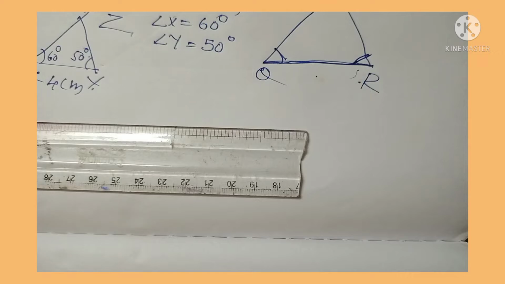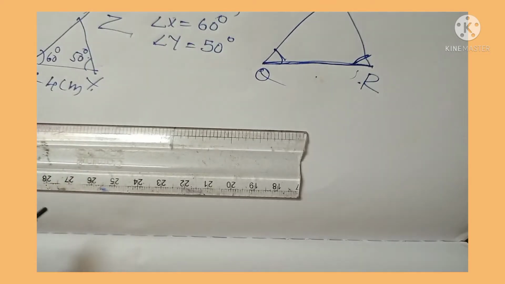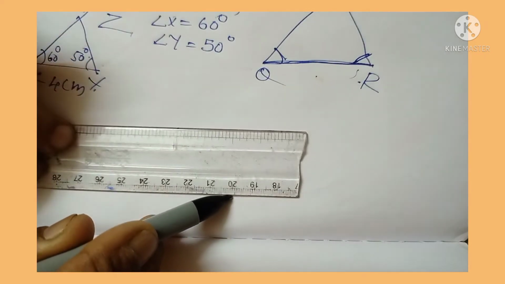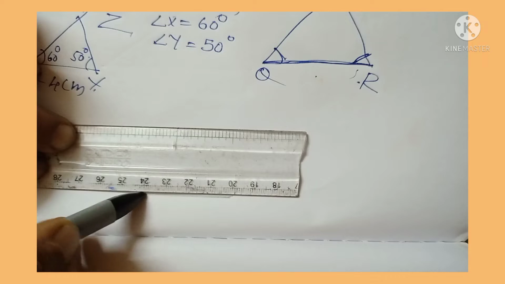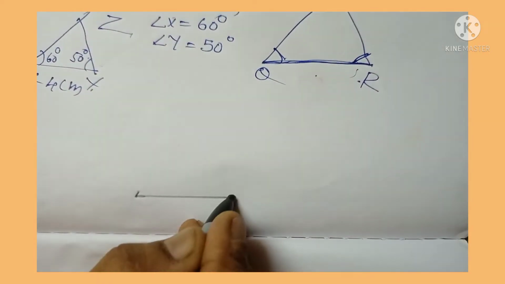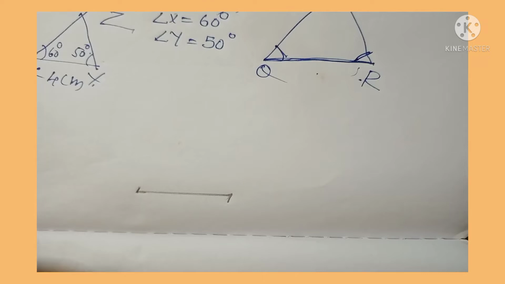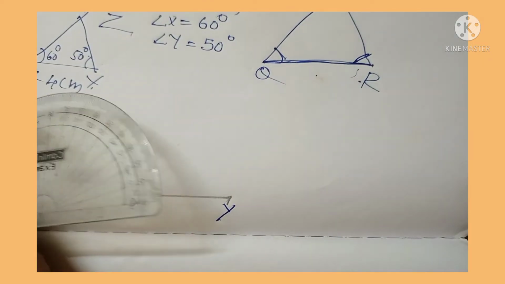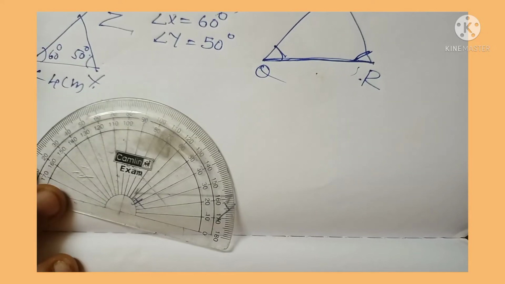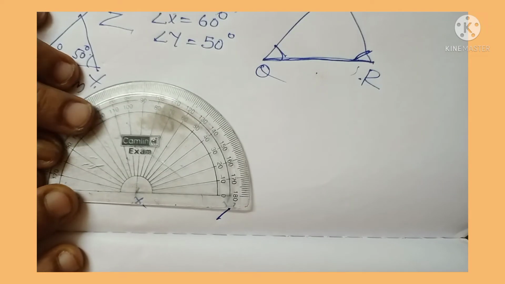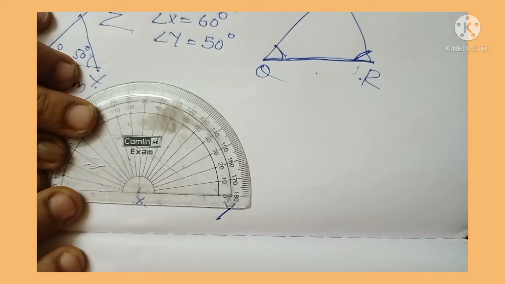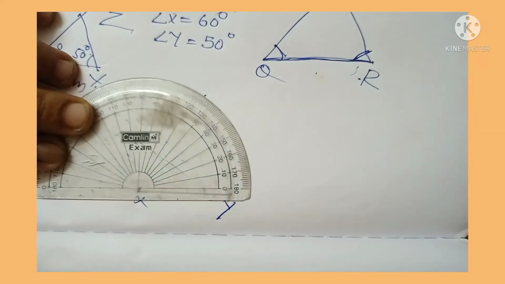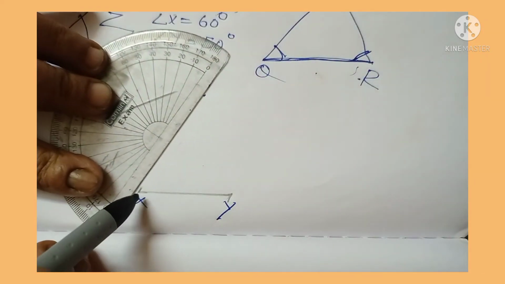Here we want to draw a line segment with 4 centimeter. So this is the line segment and let us name it as XY. Then from X we want to measure 60 degree. So place the midpoint of the protractor at the point X and measure 60 degree. So that is 60. Then we want to draw a line through this point.